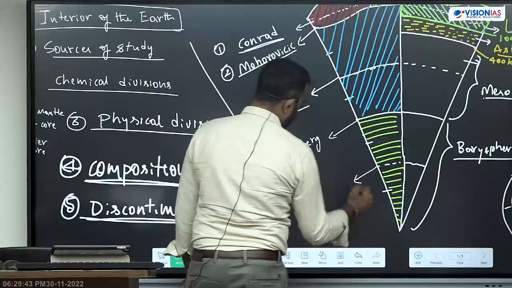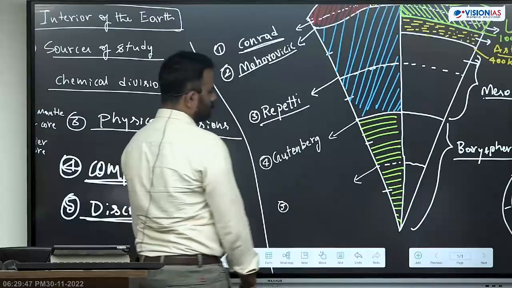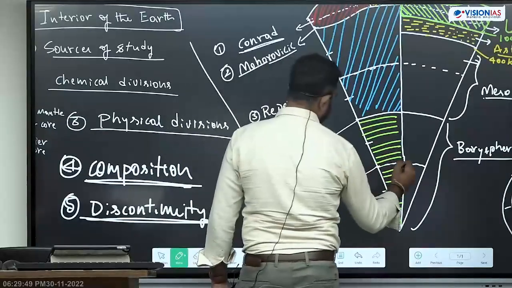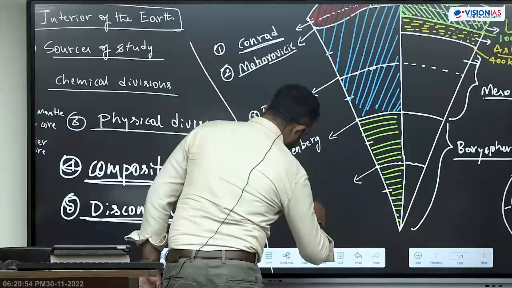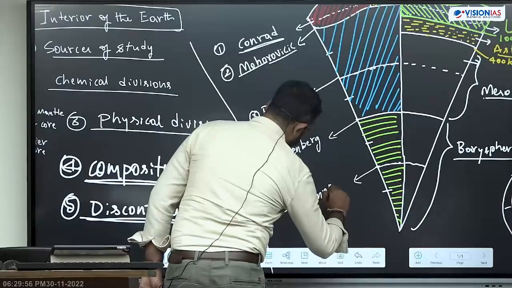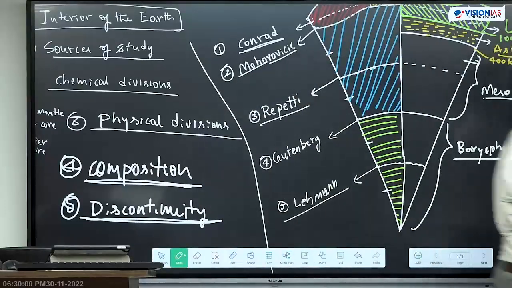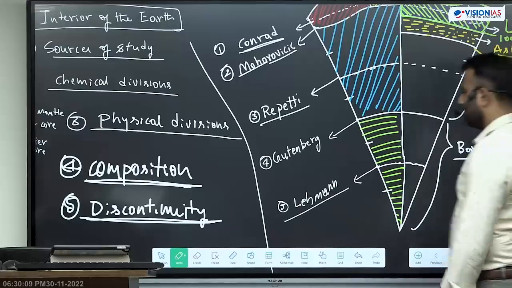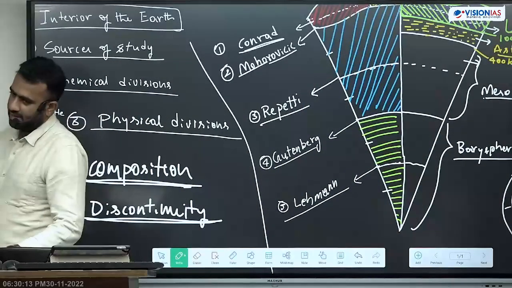The fifth and the last important one is between outer core and inner core, which is called as Lehman. Lehman discontinuity. Conrad, Moho, Repetti, Gutenberg, and finally Lehman.